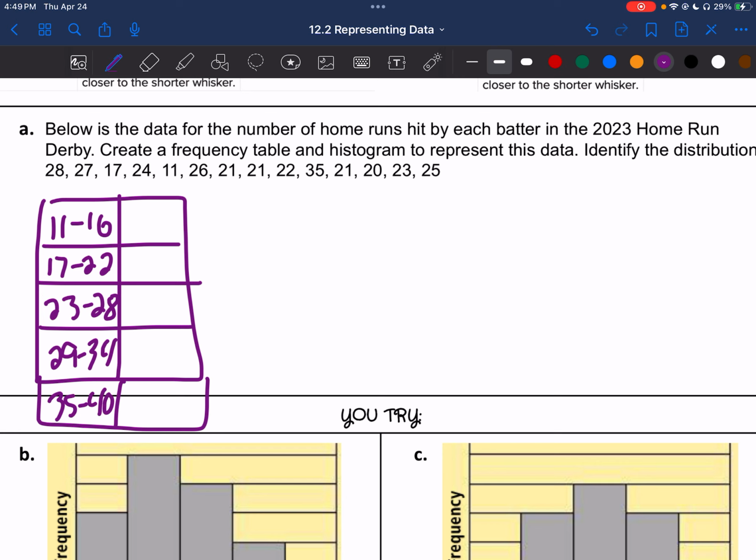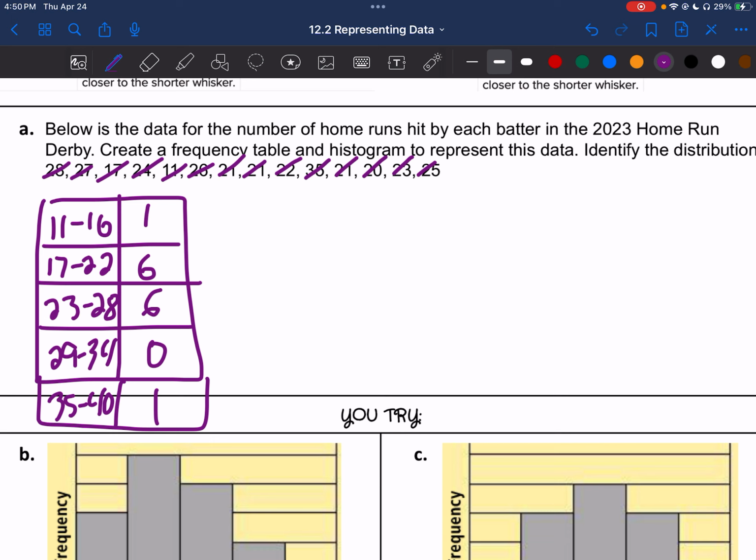So in that 11 to 16 range, there is one person. 17 to 22: 1, 2, 3, 4, 5, 6. 23 to 28: 1, 2, 3, 4, 5, 6. In 29 to 34, there is 0. 35 to 40, we have 1. Even though it's at the very start of that interval, we're going to go with 35 to 40.